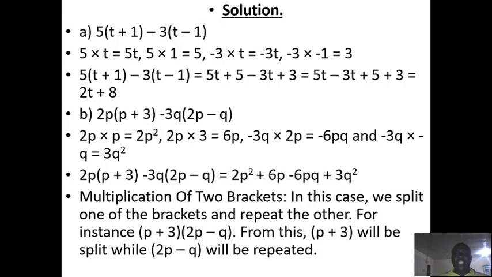So we rearrange by bringing the like terms close. So we now have 5t minus 3t will give us 2t, and 5 plus 3 gives us 8.